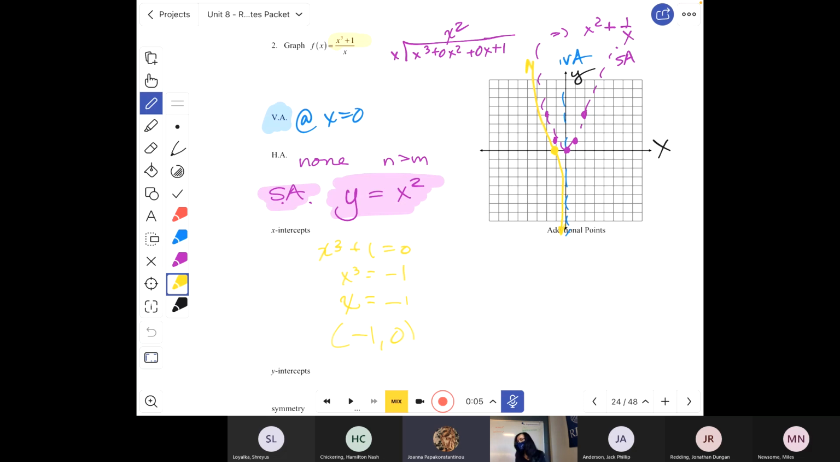So to the left of the y-axis, that's where my graph is. But I need to know what's happening to the right of my y-axis. So let's pick an x value that is greater than 0. Let's say 1. If I substitute 1 into f of x, what is y? So that means I'm hugging here.